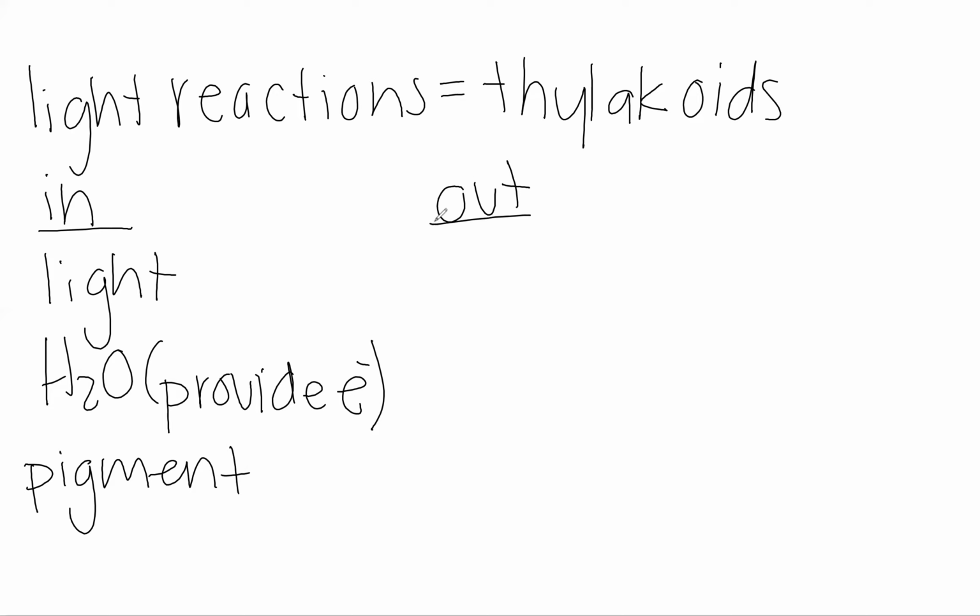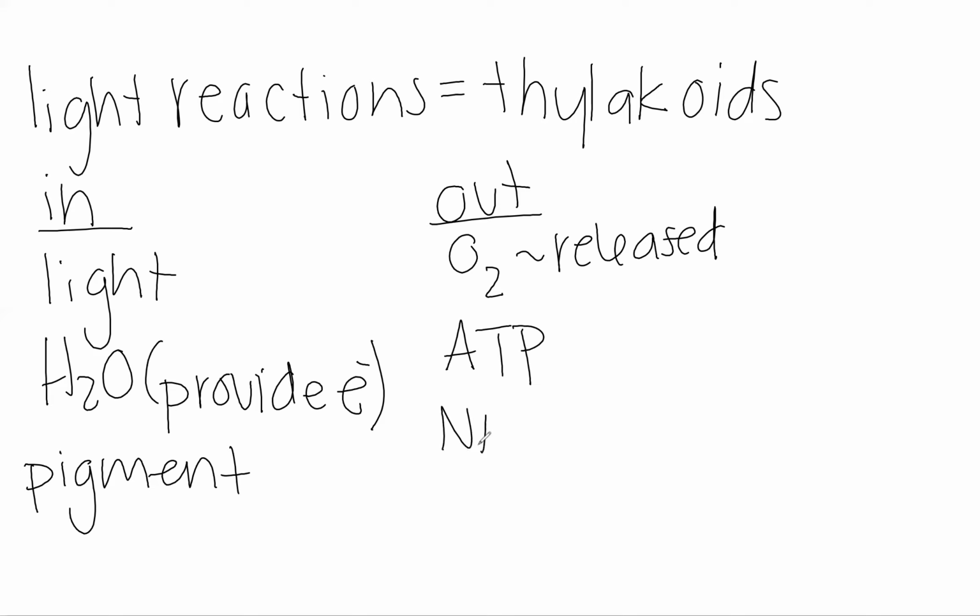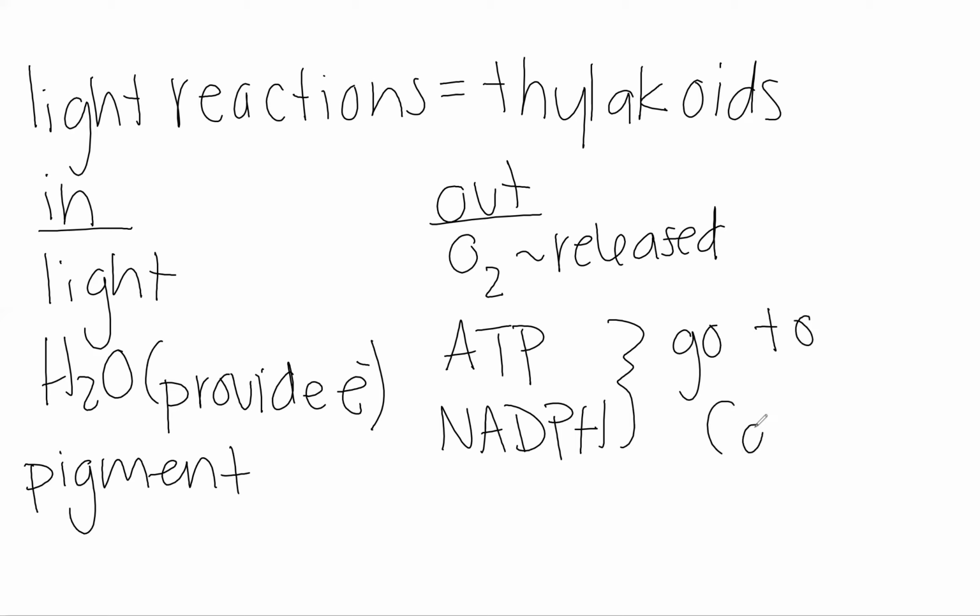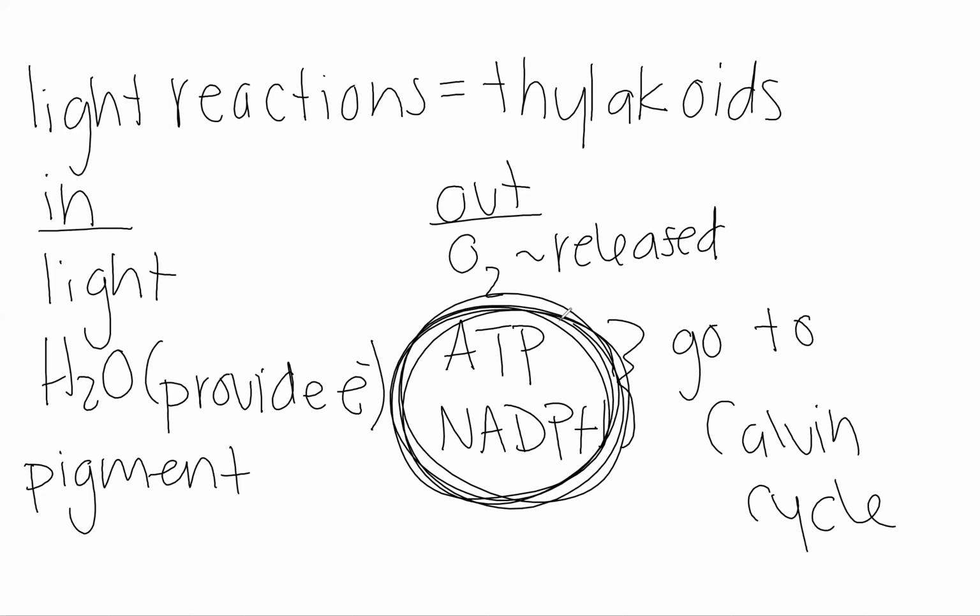Well, what comes out? We have oxygen that gets released through the stomata in the leaf. And then we have ATP gets created and NADPH, which is an electron carrier. And both of these are going to go to the Calvin cycle. Okay, so that's the first step, the light reactions. The main purpose of the light reactions is to produce ATP and NADPH, which go on to the Calvin cycle.